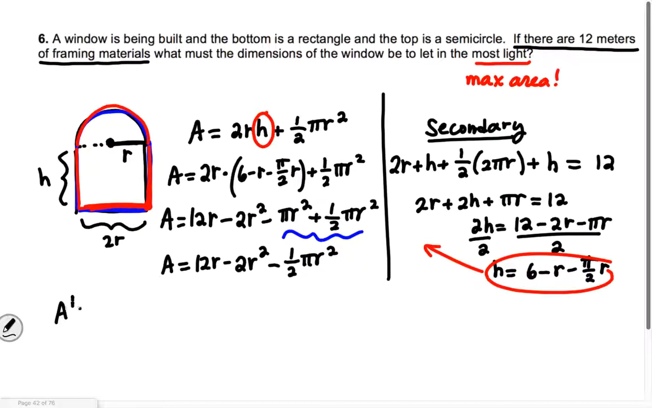So now we have A prime equals 12 minus 4r minus, who can tell me the derivative of negative 1/2 pi r squared? Negative pi r, good. Yep, negative pi r. Because that pi is just a number, right? I don't think it's a variable. It is a variable, a Greek variable. Or not a variable, it's a Greek letter, but we use it as a constant. All right, so here we go.